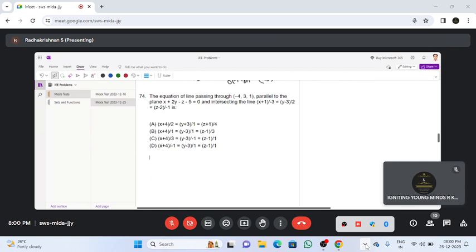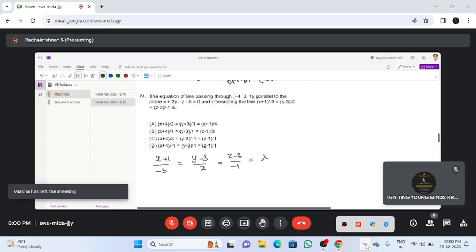Now, the line passes through this point minus 4, 3, 1, parallel to this plane, and intersects this line. If it intersects this line, there is a point on this line which is also on the required line. Okay. So let us write that first. (x plus 3) by minus 3 equal to (y minus 3) by 2 equal to (z minus 2) by minus 1. Let us say this is equal to some lambda.